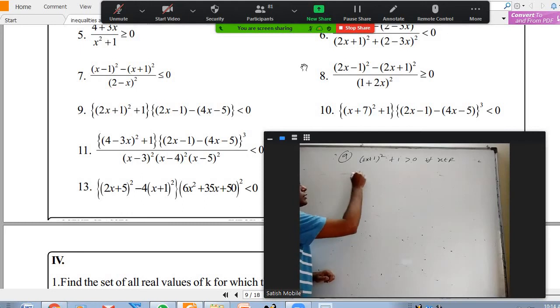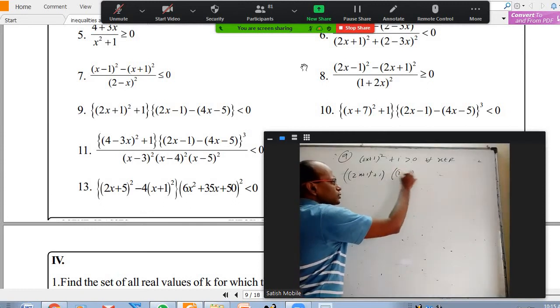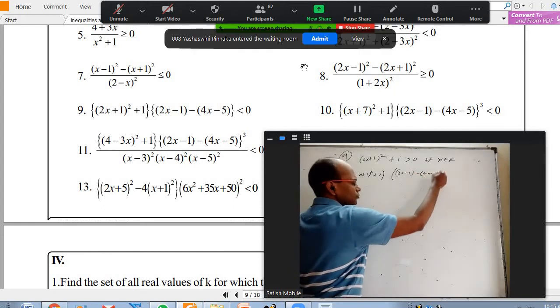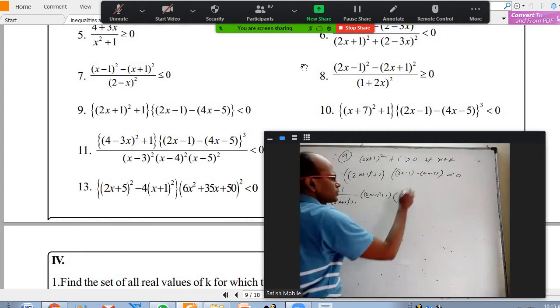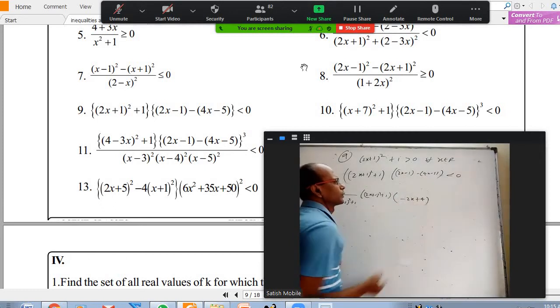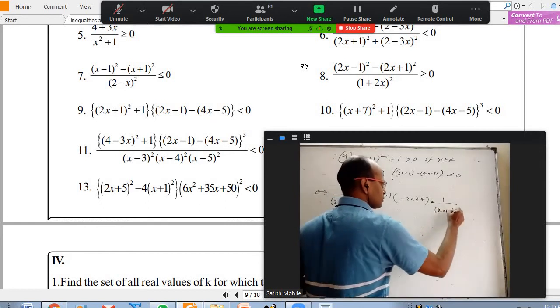So coming to the question, 2x plus 1 whole square plus 1, that is a normal bracket, not a big issue. 2x minus 1 minus 4x minus 5 less than 0. I want to divide, but let me write it as multiplying with the reciprocal of that: 1 by 2x plus 1 whole square plus 1 into 2x plus 1 whole square plus 1. If I simplify, minus 2x plus 4 less than 1 by 2x plus 1 whole square plus 1 into 0.